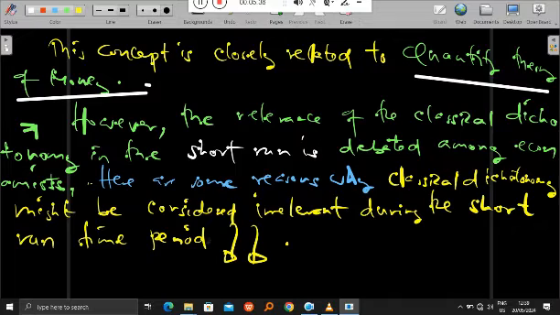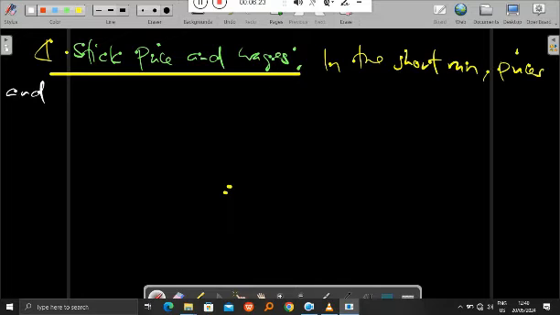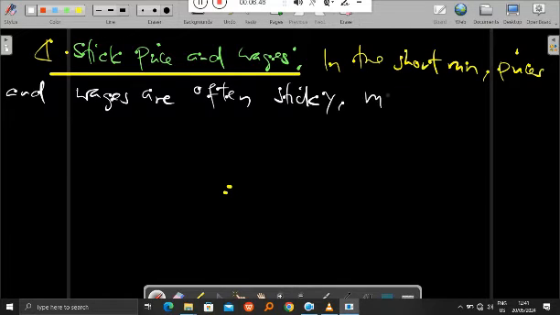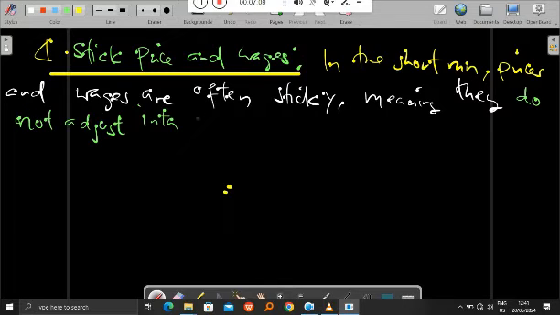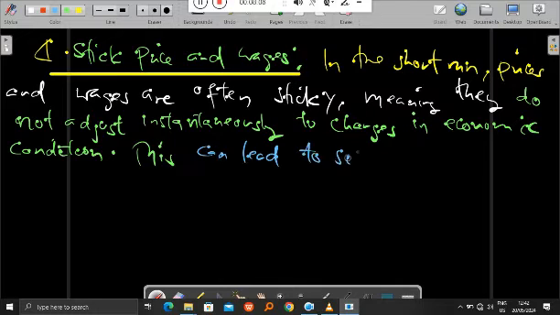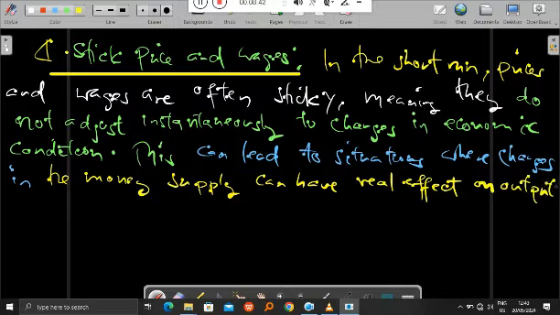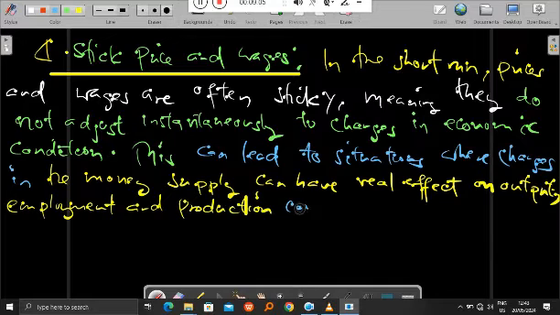The first reason is sticky prices and wages. Remember, in the short run, prices and wages are often sticky. This means they are fixed and do not adjust instantaneously to changes in economic conditions. This can lead to a situation where changes in the money supply have real effects on output. The real effect happens because in the short run, prices and wages cannot change.